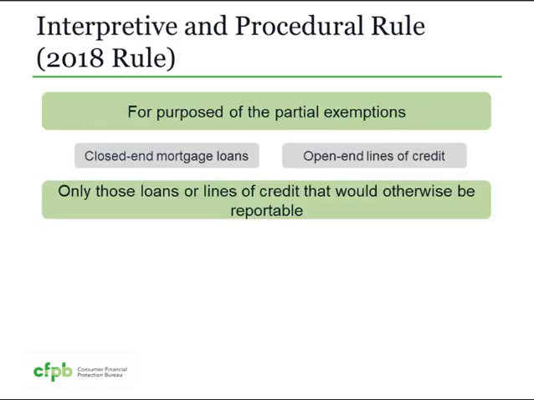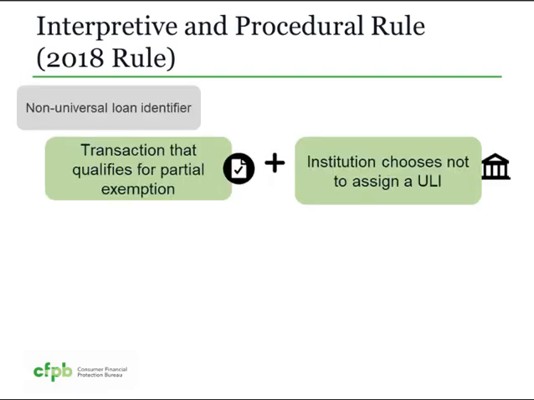The 2018 rule also clarified that for the purposes of the partial exemptions, closed-end mortgage loan and open-end line of credit mean only those loans or lines of credit that would otherwise be reportable under HMDA. The 2018 rule designates a non-universal loan identifier that must be reported if a transaction qualifies for a partial exemption and the institution chooses not to report a universal loan identifier for that transaction. We discussed the universal loan identifier in depth in Webinar 2.